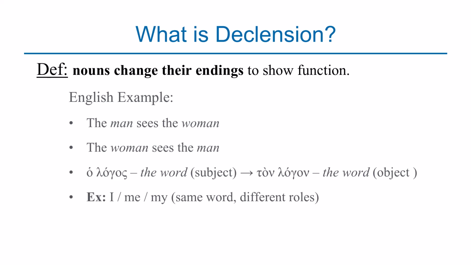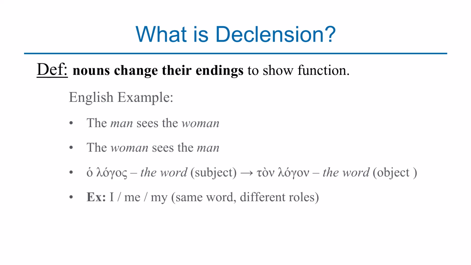In the first sentence, the word man is the subject of the sentence in English. Why? Because of the word order. Since the word man is beginning the sentence, it's the subject of the sentence. And since the word woman is ending the sentence, it's the object of the sentence. And in the next sentence, the woman sees the man. The word woman becomes the subject of the sentence because it's beginning the sentence. And the word man, since it's ending the sentence, becomes the object of the sentence. So you can see that in English, the function of the word depends on the word order, how words are arranged in the sentence.